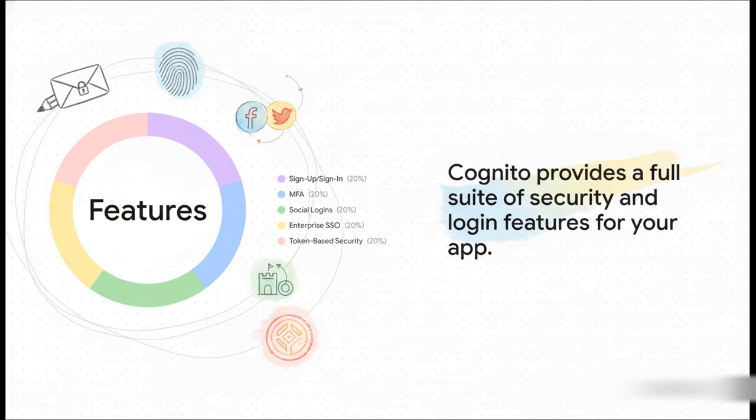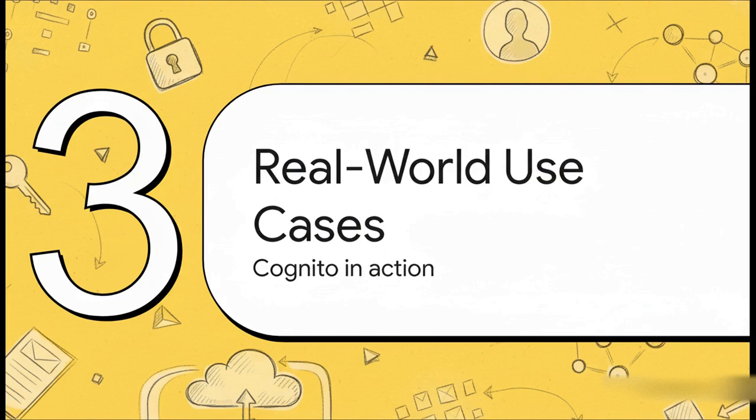What you get is a complete security toolkit. You've got your standard email and password sign-in, of course, but then you can easily layer on multi-factor authentication. You can add social logins with a few clicks. You can even plug into huge corporate systems for single sign-on, or SSO, and it secures all your APIs with those tokens we talked about. It's the whole shebang. Okay, enough theory.